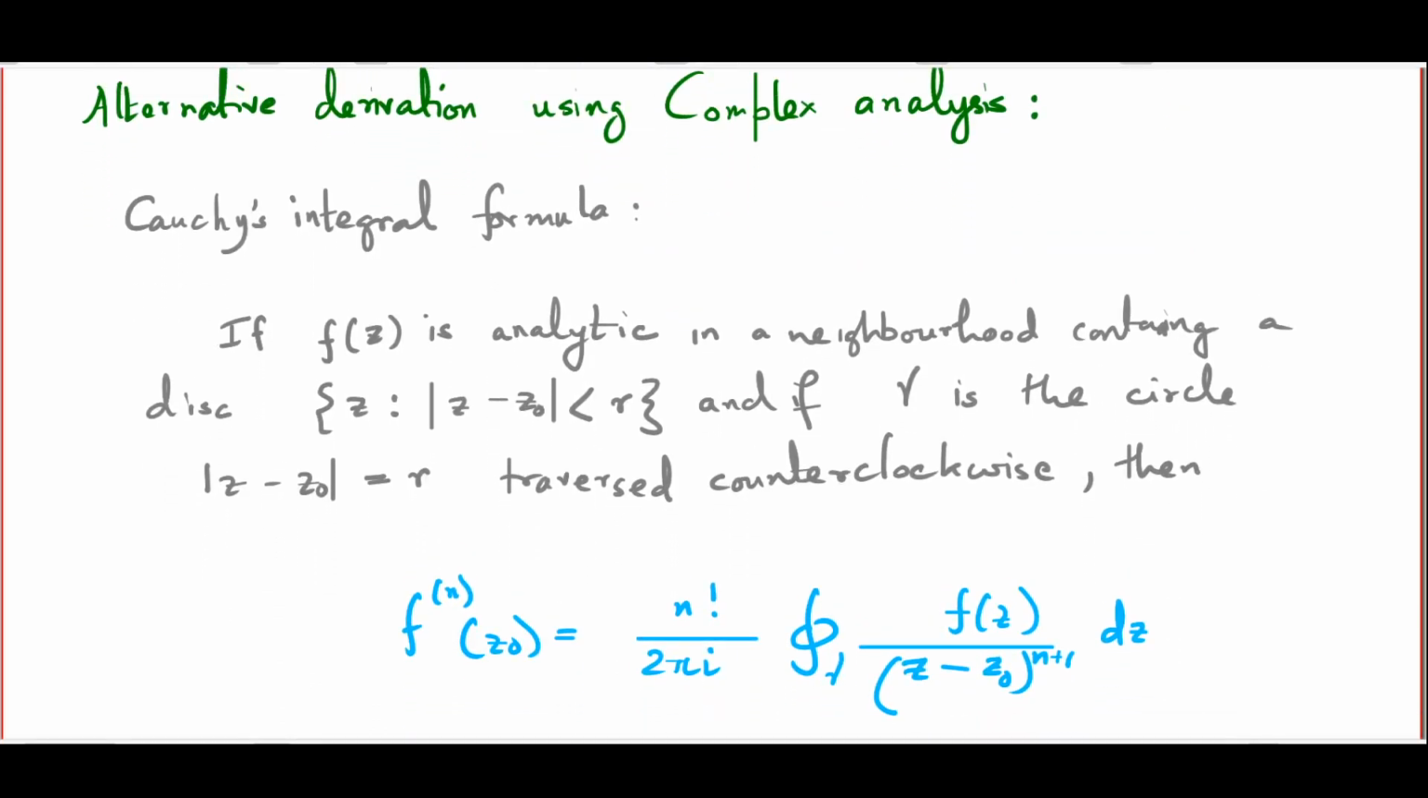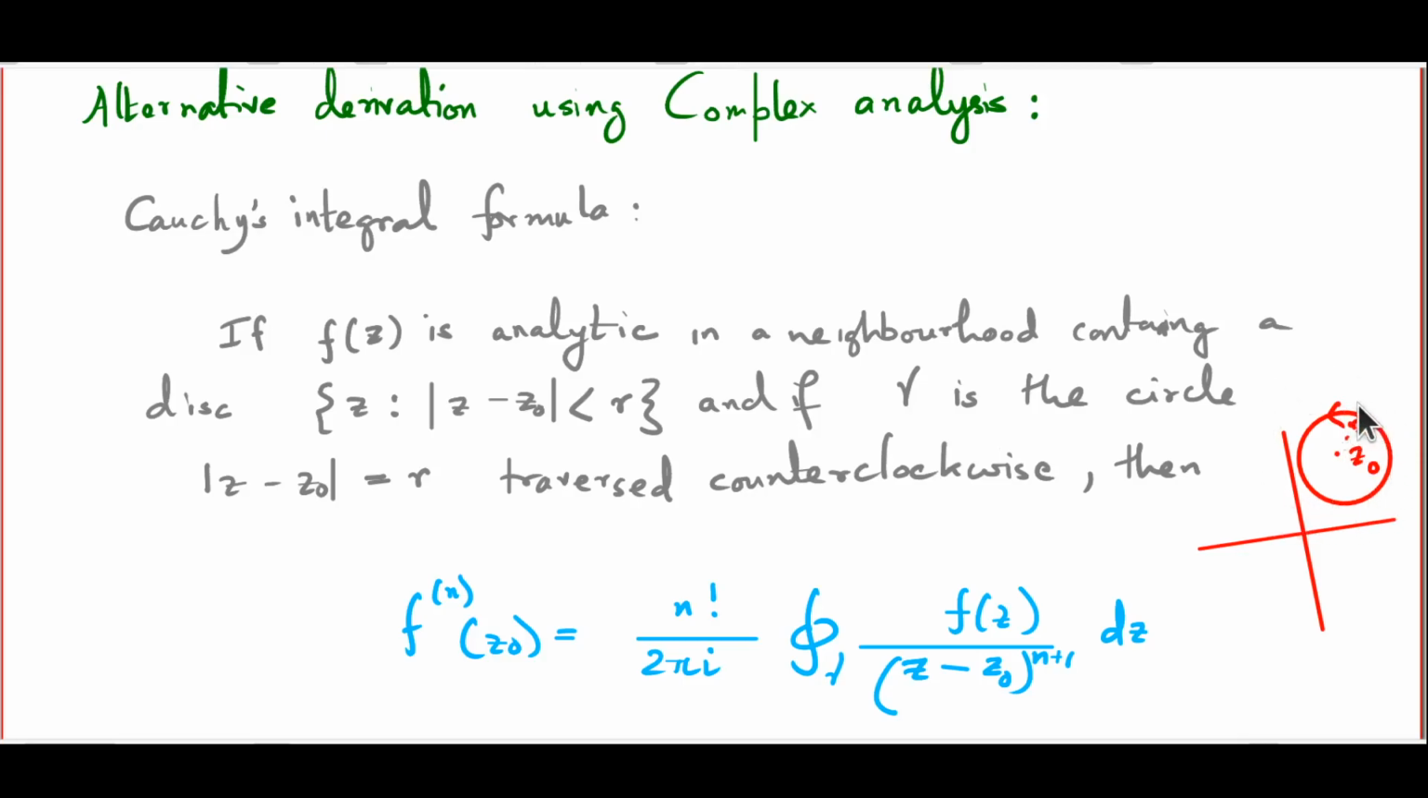It starts by assuming that f of z is analytic in a neighborhood containing a disk, mod z minus z0 less than r. That's just the entire open disk of radius r centered at the point z0. So we are talking about a function which is analytic in a neighborhood which contains the disk inside it. And gamma is the circle mod z minus z0 equal to r traversed counterclockwise. So basically what we are talking about is a situation like this. z0 is a point somewhere in the complex plane, and we are talking of a circle which goes round the complex plane with some radius r.